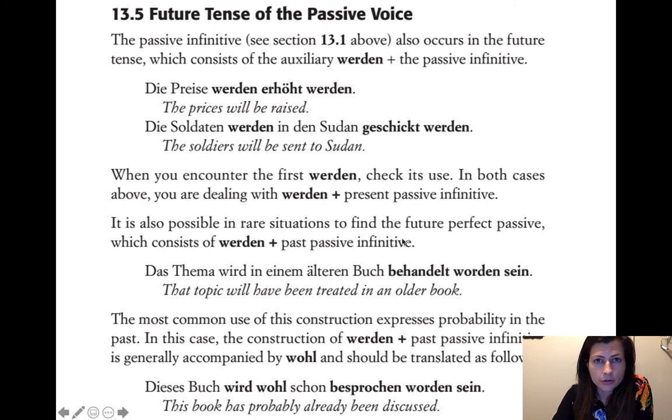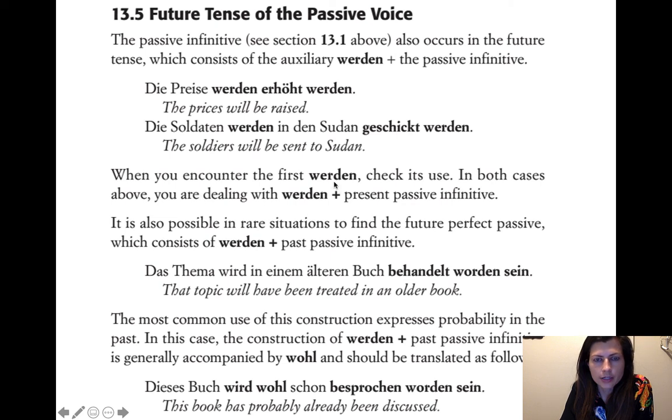Okay, so we have the future. Die Preise werden erhöht werden. The prices will be raised. So this werden makes the future, and then this werden plus the past participle makes the passive, will be raised. And then: Die Soldaten werden in den Sudan geschickt werden. The soldiers will be sent to Sudan. So here's the future, werden, meaning will, and then here's the passive happening at the end, will be sent.